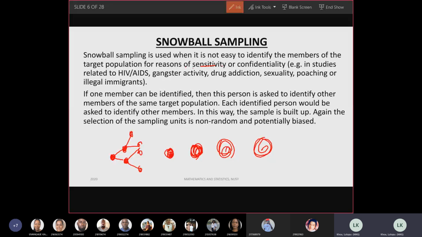Do we have any questions? No, ma'am. Okay, is it fine? Are you able to distinguish between these 4 types of sampling? Yes, ma'am. Yes, ma'am.